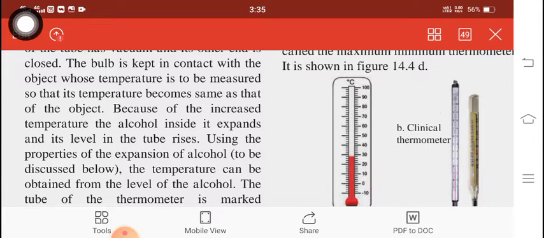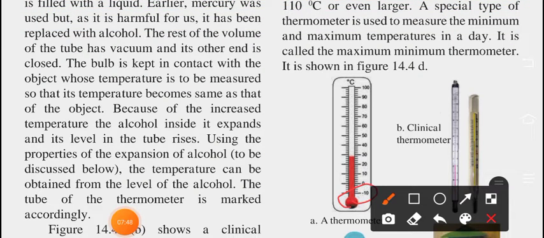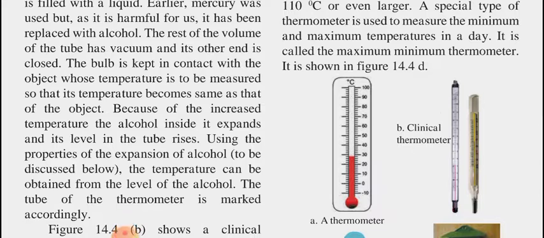See, this range starts at -10 and goes up to 100 degrees Celsius. And there is a special type of thermometer used for minimum and maximum temperature, which I told you about. It is called the maximum minimum thermometer.